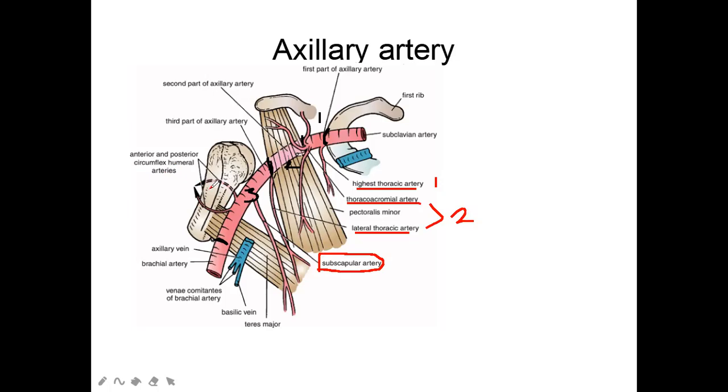Are we together? Good. Then at that point, let's understand that we have this posterior circumflex humeral artery in close relation with the axillary nerve. So the axillary nerve moves with the posterior circumflex humeral artery, so that in downward dislocation of the humerus, you damage the posterior circumflex humeral artery as well as the axillary nerve. All right. So those are the branches, and these ones are coming from the third part. So that's the revision of the axillary artery.